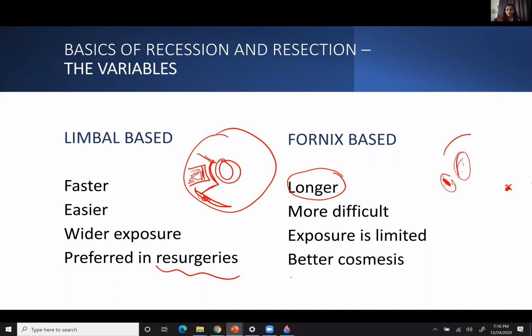Then of course, the main reason why most people go for fornix-based incision is for better cosmesis. The scar is of course hidden. So even if it does not heal well, the scar is almost hidden under the lid. Therefore, it gives a better post-operative picture.